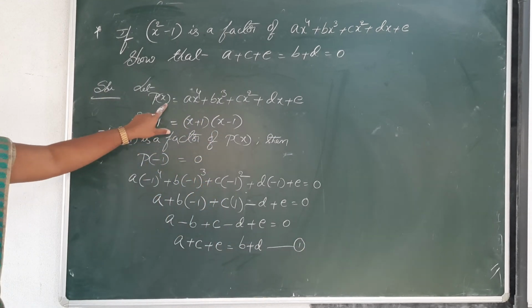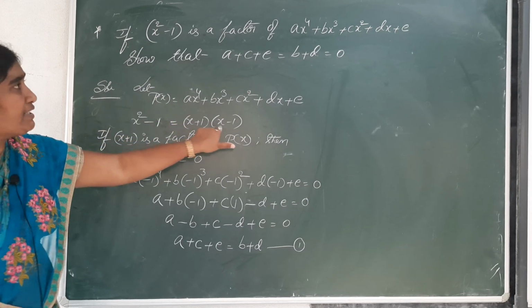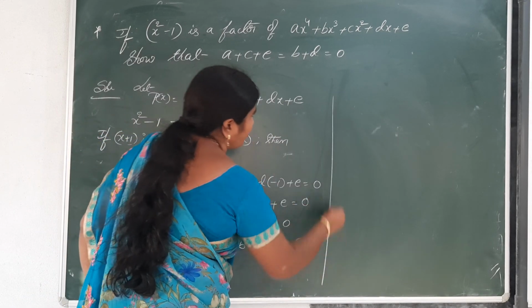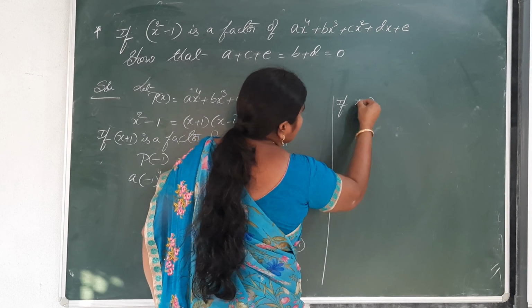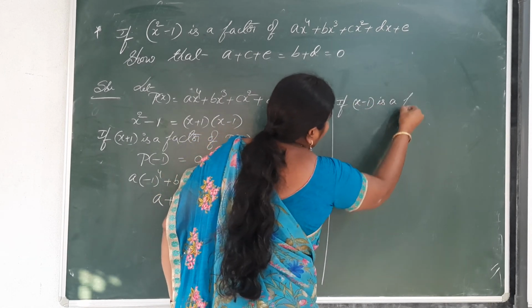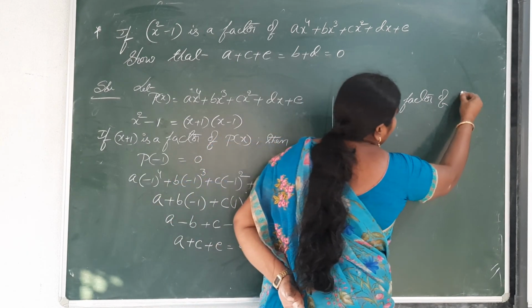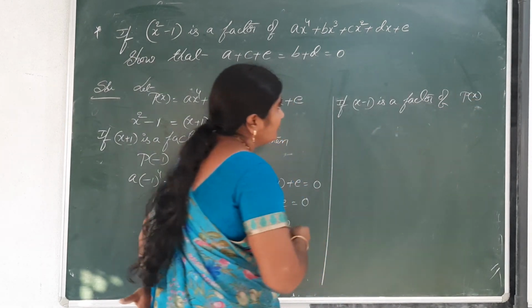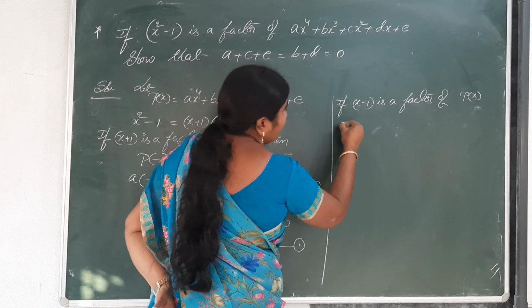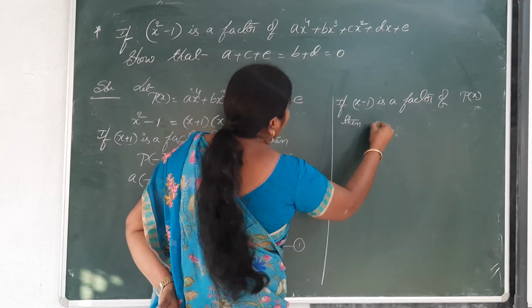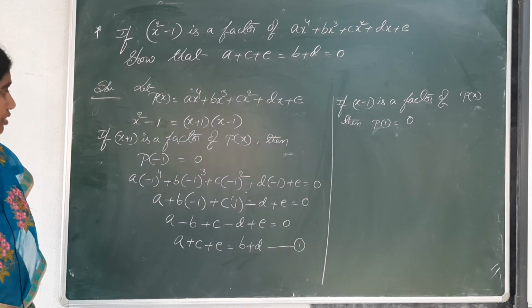Next, x minus 1 is a factor of p of x. If x minus 1 is a factor of p of x, then p of 1 equal to 0.